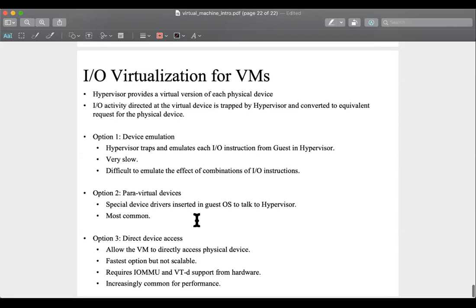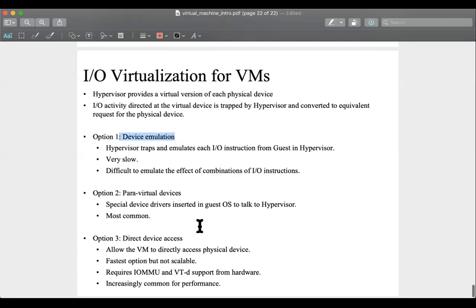Also, they tend to be very slow. Even if you can emulate it, the I/O throughput you will get is very, very slow. So device emulation would be nice to have, but in practice, it is too slow and too hard and almost impossible for the majority of physical devices.